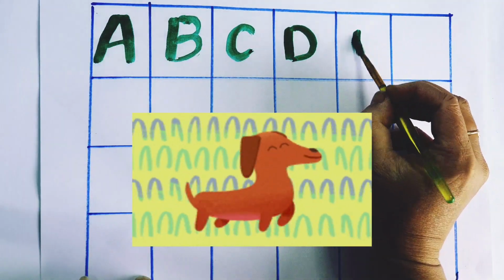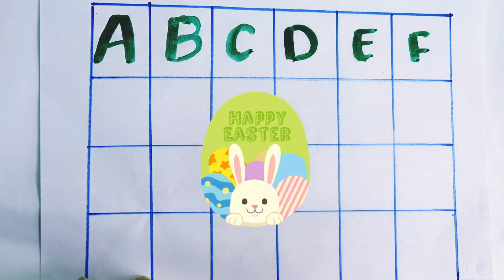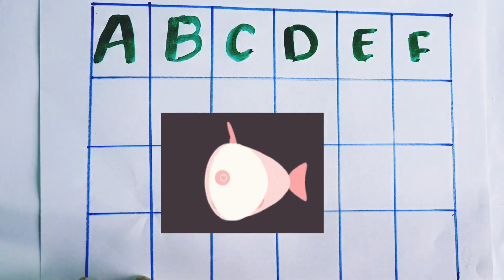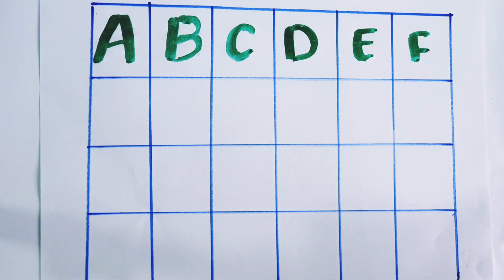D. D for dog. E. E for egg. F. F for fish. Red color.